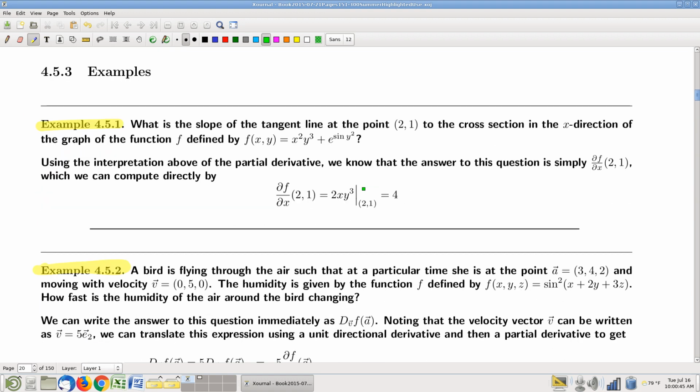Okay, a couple of quick examples. This first example jumps right in. I want to know the slope of the tangent line to the cross section of the graph of the function. The phrasing of this question is a blaringly obvious reference to that interpretation that we just talked about. Specifically, cross section in the x direction. And because we're looking at a slope in the x direction, we're going to be taking a partial derivative, and since we're in the x direction, a partial derivative with respect to x.